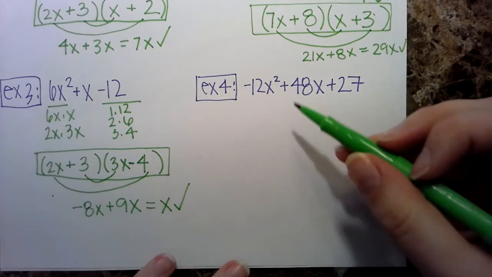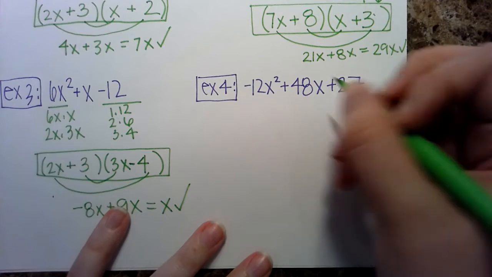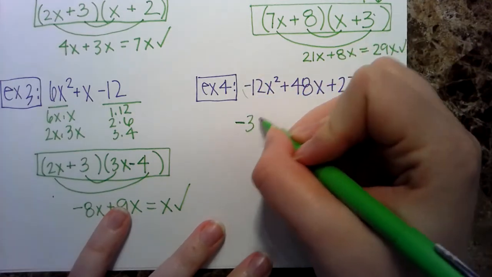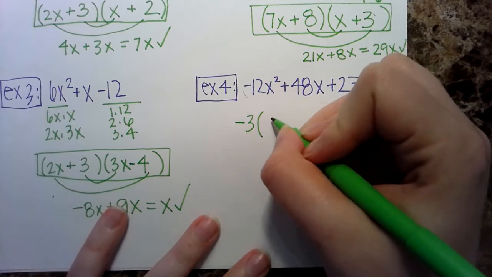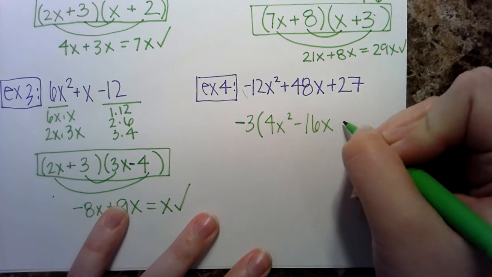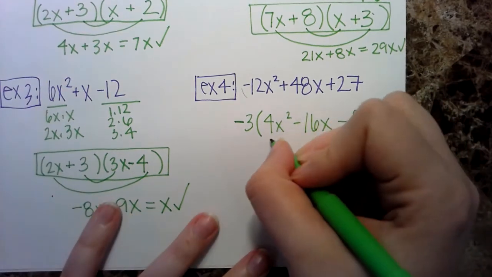With this one, I have to see if I can take out a GCF, and in this case, I can. Notice it's negative, so I have to take out a negative GCF. I'm going to take out a 3, so I'm going to be left with 4x squared minus 16x minus 9. I'm going to list all my factors out.